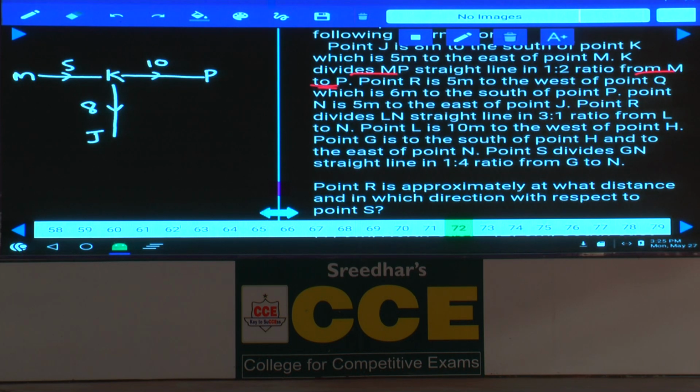And R is 5 meters to the west of Q. Whatever, this R is 5 meters to the west of Q. As of now, we do not have any information on this one. And R is 5 meters to the west of Q.